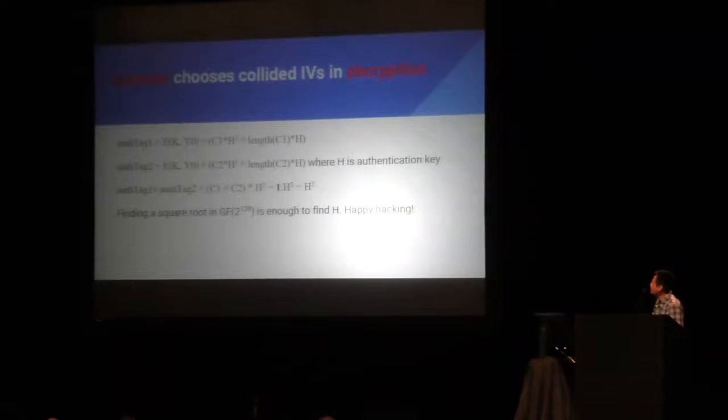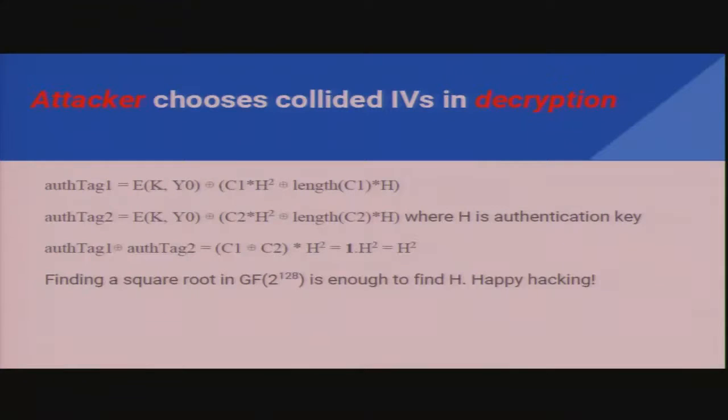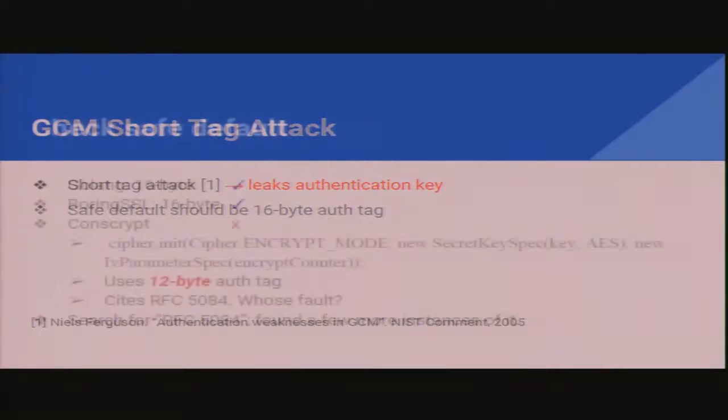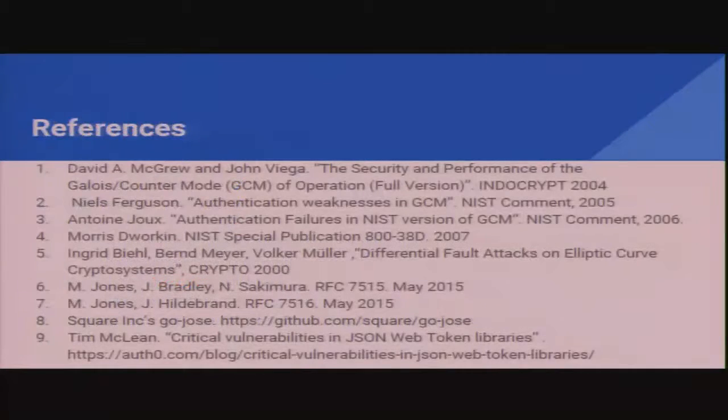So I wrote that equation for you. Basically, if you XOR the authentication tags together, then you have H squared. And finding a square root in whatever field is enough to find H. So basically, if you make a small mistake similar to HMAC, then you leak the authentication key. I have an extra bug, but it's probably better for questions. Thanks for your attention.